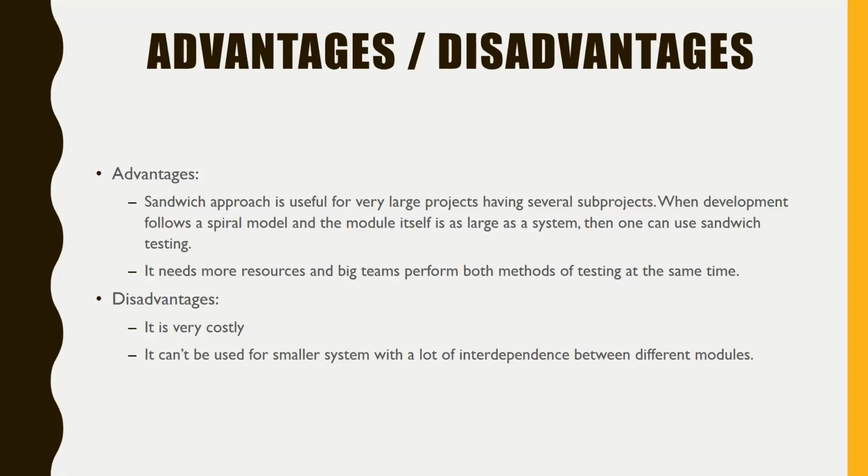Advantages and disadvantages. Advantage. The first advantage, the sandwich approach is very useful for very large projects that have several sub-projects. When development follows a spiral model and the module itself is as large as a system, then one can use sandwich testing. Number two, it needs more resources and a big team to perform both methods of testing at the same time. And by both methods, it means bottom up and top down.